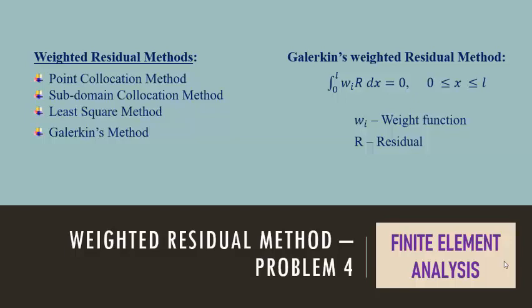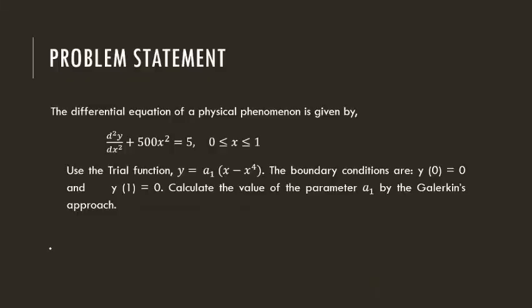Dear students, in this lecture video we are going to solve a problem which is described by a governing differential equation using Galerkin's weighted residual approach. The differential equation of a physical phenomenon is given by d square y by dx square plus 500x square is equal to 5 between the limits 0 to 1.